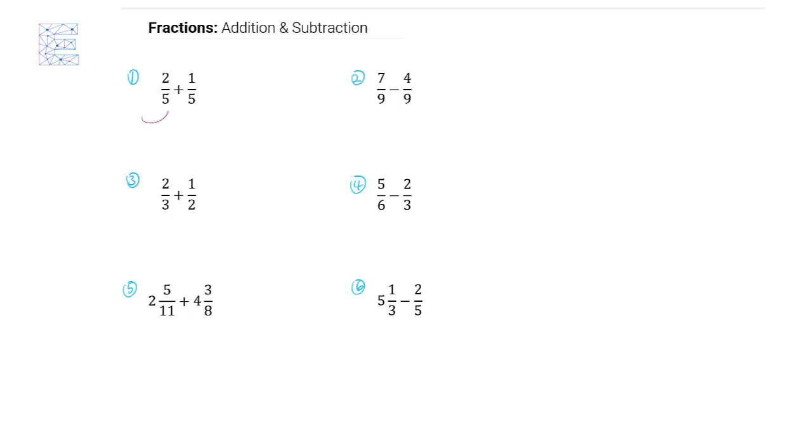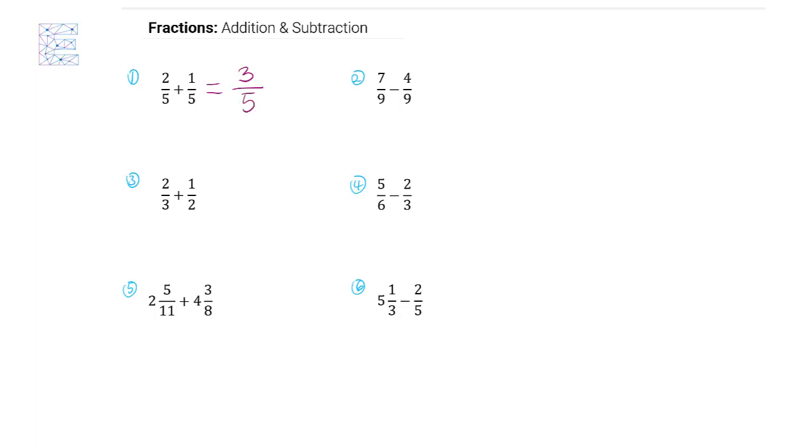We have denominators of 5 and 5. So in this case, we can simply go ahead and add. And you add as follows. Just add the numerators. 2 plus 1 is 3. And you never add the denominators. We just keep it. So it's just going to be 3/5 for that first one.